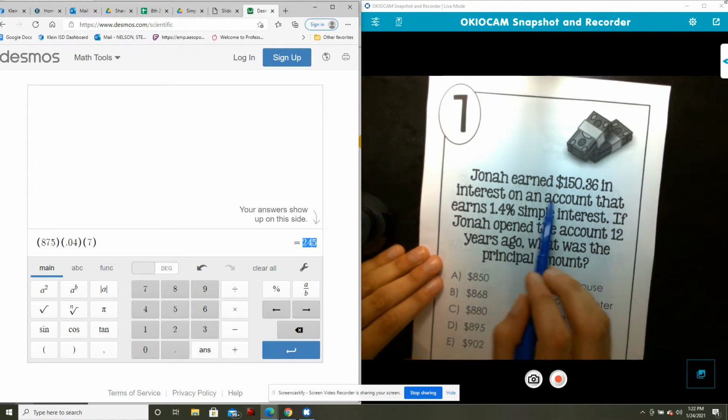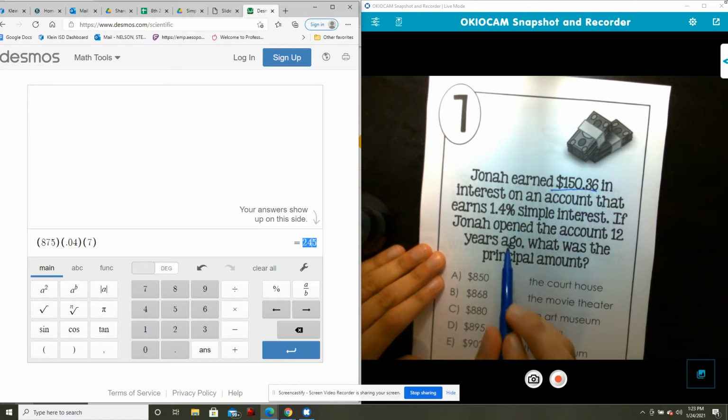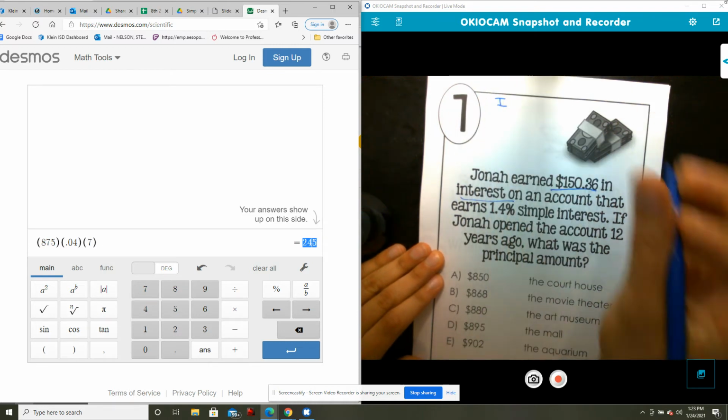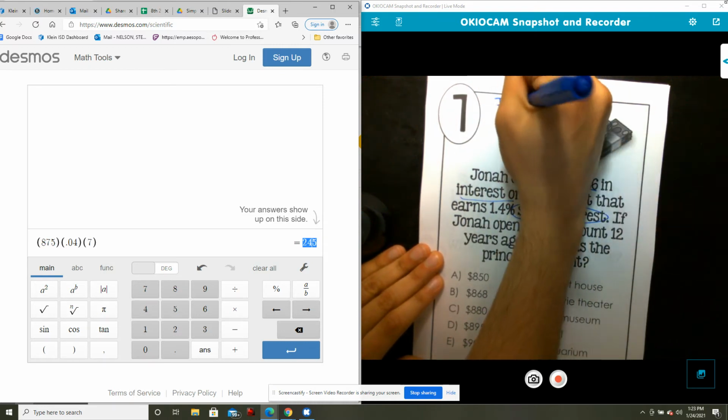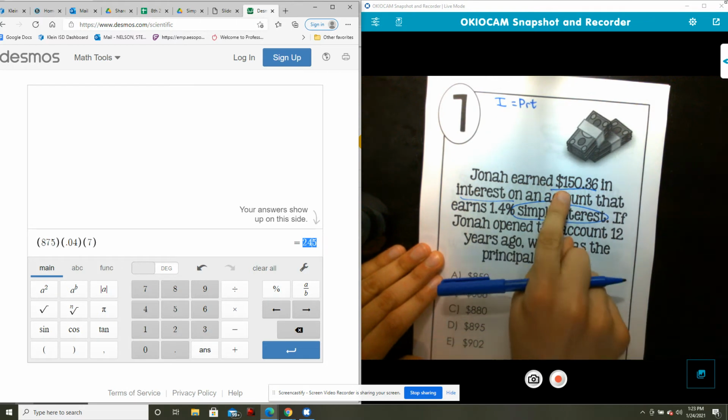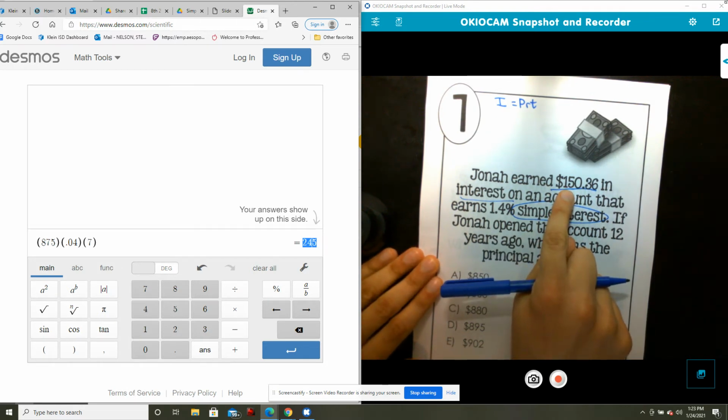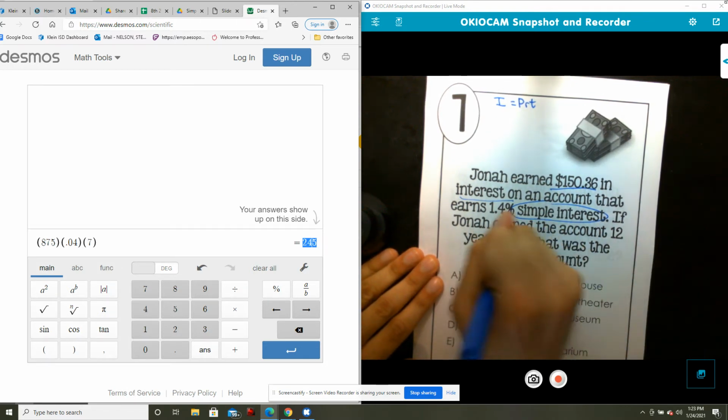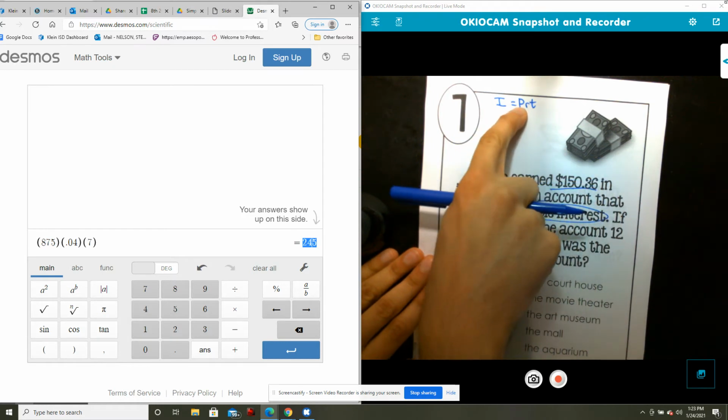All right, so Jonah earned 150.36 in interest on an account. Okay, so another simple interest problem. So we have I equals PRT. This time, we're not looking for interest. What are we looking for? What was the principal? So we're actually looking for the P variable this time.